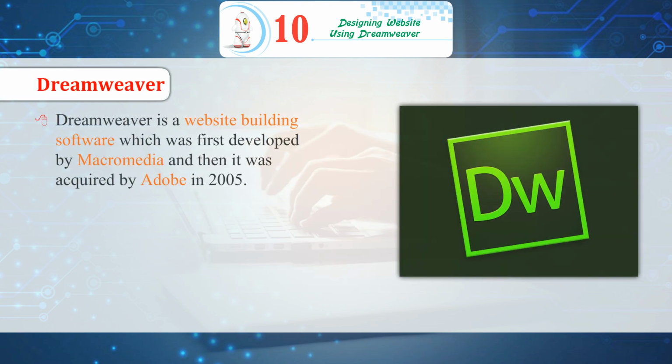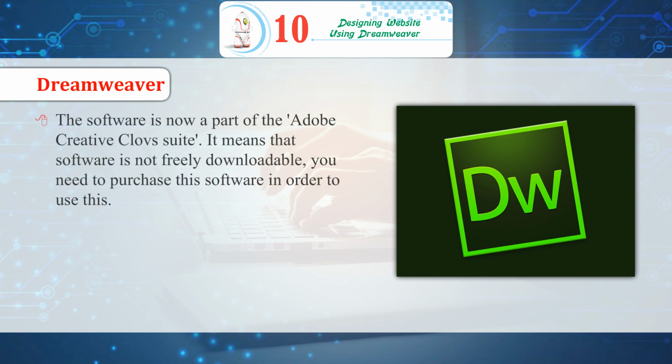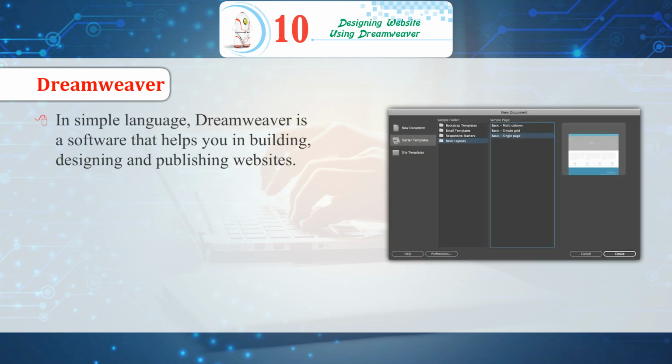Dreamweaver. Dreamweaver is a website building software which was first developed by Macromedia and then it was acquired by Adobe in 2005. The software is now a part of the Adobe Creative Cloud suite. It means that software is not freely downloadable. You need to purchase this software in order to use this. In simple language, Dreamweaver is a software that helps you in building, designing and publishing websites.